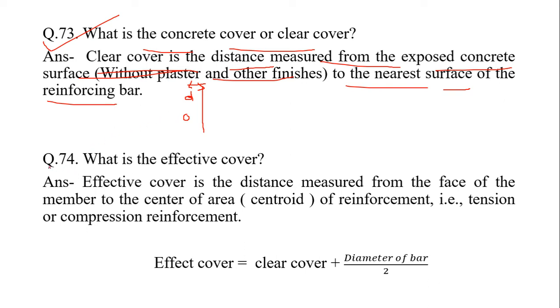Next, what is effective cover? Effective cover is the distance measured from the face of the member to the center of area of reinforcement in tension or compression. That means it is the distance between the nearest center of the reinforcement bar and the exposed concrete surface. This is the effective cover: clear cover plus diameter of the bar by 2.